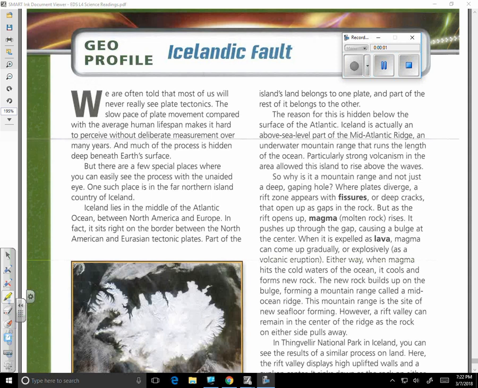This is Science 8, 2017-2018 recording. We will be reading the article called Icelandic Fault.